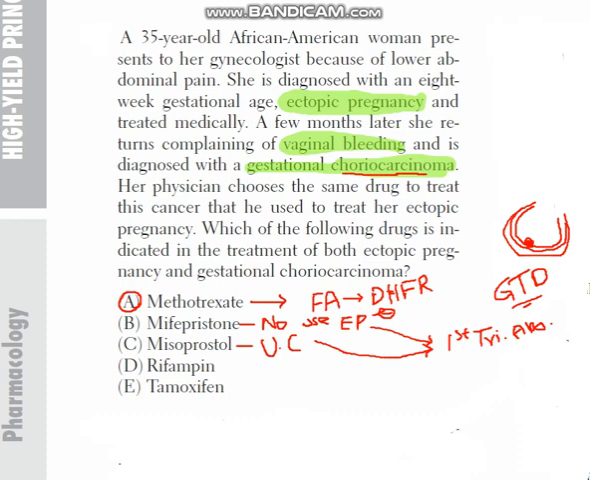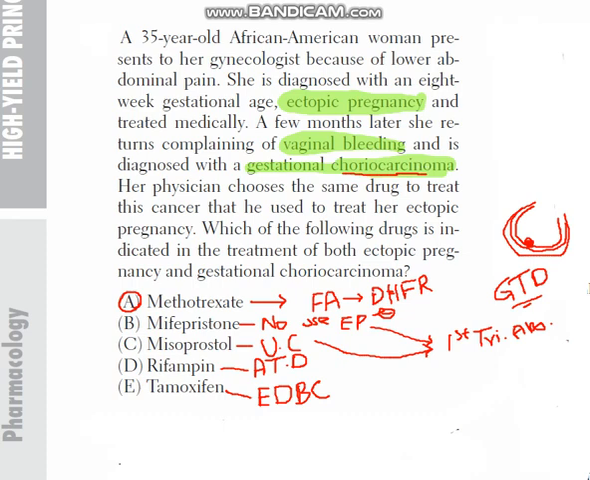And what about rifampicin? Everybody knows about rifampicin. Rifampicin is an anti-tuberculosis medication, used in case of tuberculosis. And what about tamoxifen? Tamoxifen is a partial estrogen agonist that is used to treat estrogen dependent breast cancer, because it is an analog of estrogen. It is not indicated for the treatment of ectopic pregnancy or gestational trophoblastic diseases.